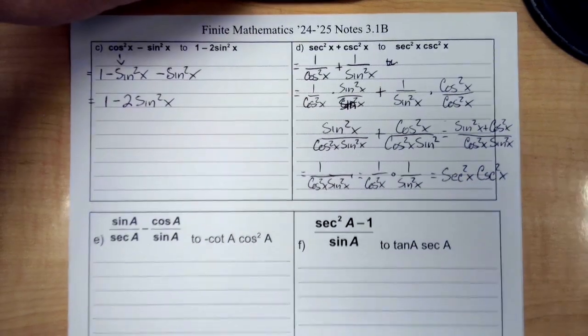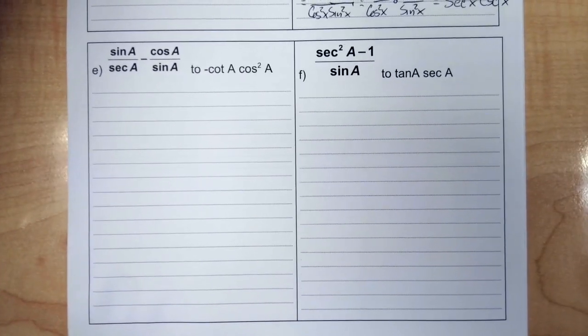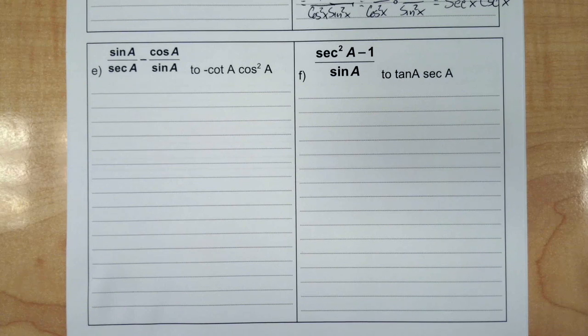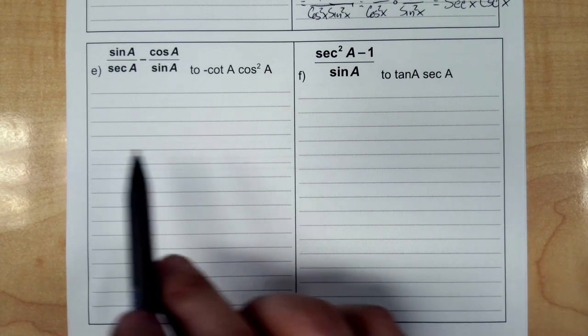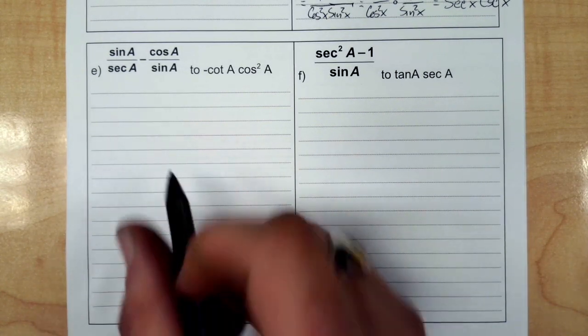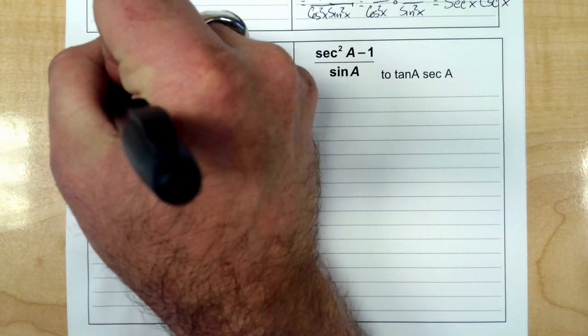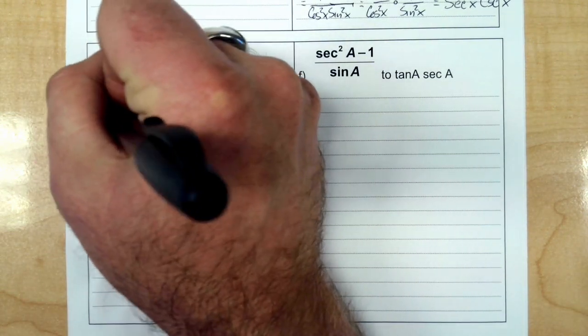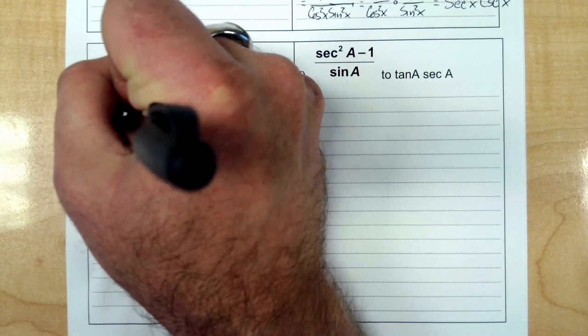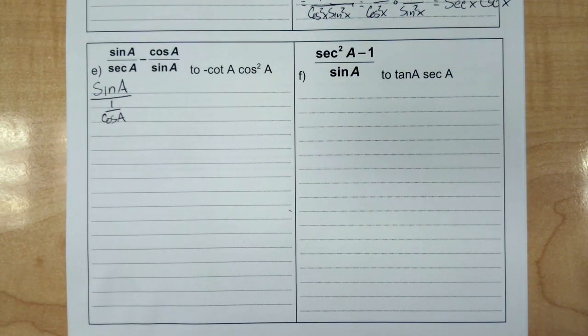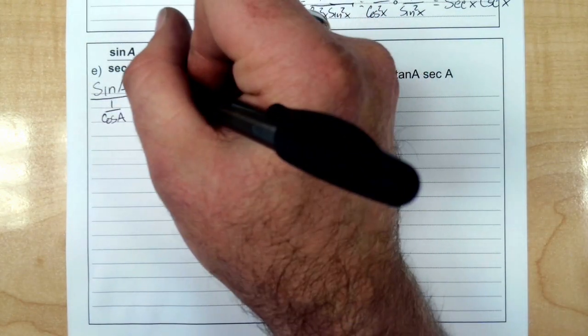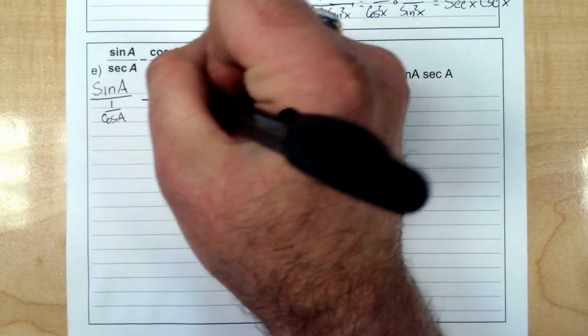Next example, part E. We have the sine of A over the secant of A minus the cosine of A over the sine of A, and we need to turn that into the negative cotangent of A times the cosine squared of A. So let's see here. Secant could be 1 over cosine, and yeah, it's a little bit gross to have sine over 1 over cosine, but I'm only going to leave it that way for a second. And I'll leave this as minus the cosine of A over the sine of A for a second.